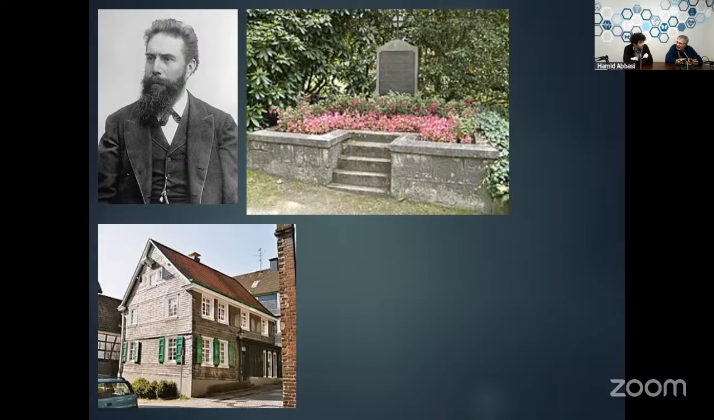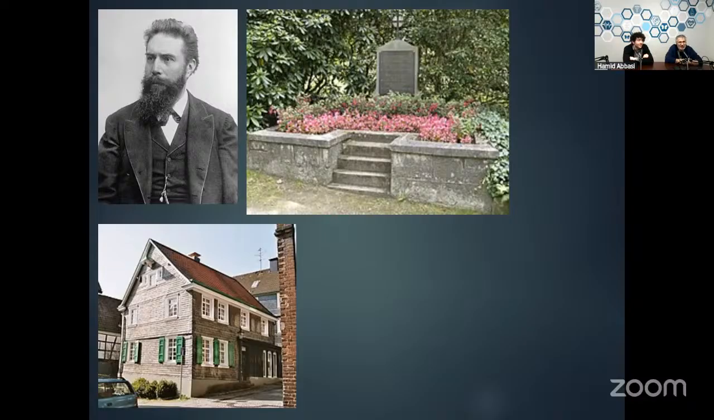X-ray. And then the name stuck. In Germany, they still call it Röntgen. They don't call it X-ray. We call it Röntgenstrahlen, meaning Röntgen rays. That's nice.